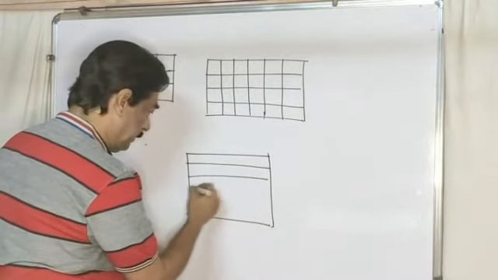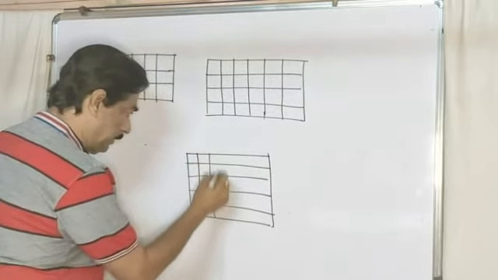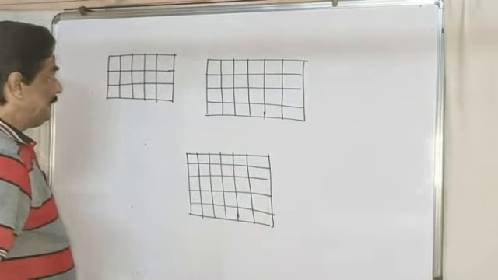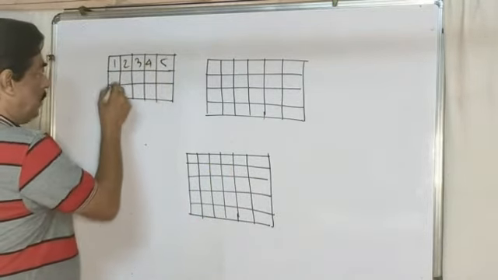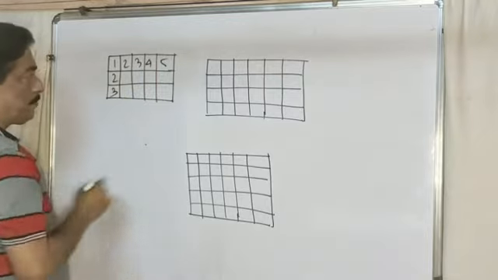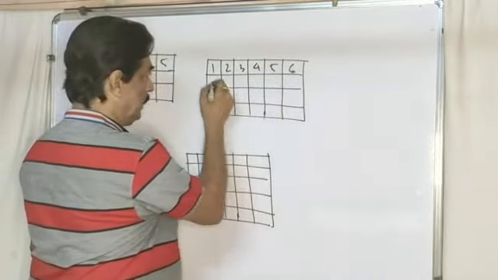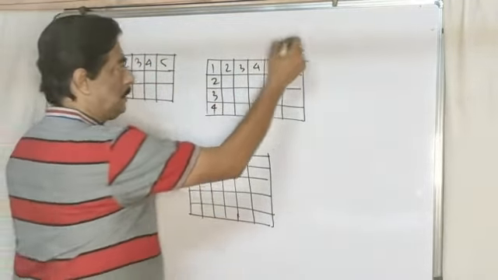2, 3 and 4. This is 1, 2, 3, 4 and 5. Here 1, 2, 3, 4 and 5. 1, 2, 3. These numbers are not same. 1, 2, 3, 4, 5 and 6. These 2, 3, 4. These numbers are not same. Horizontal, vertical are not same.